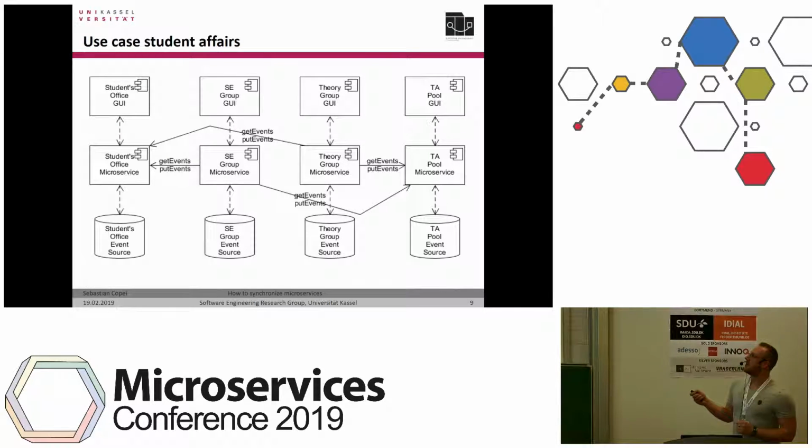This is very abstract, so I bring up a cool little example. This is a little cut from our university. We have the student office, our software engineering group, a theoretical group, and a TA pool. TA means teaching assistant, so there are stored all our little slaves which work for us. And instead of a database, we use the event source as a persistent layer.